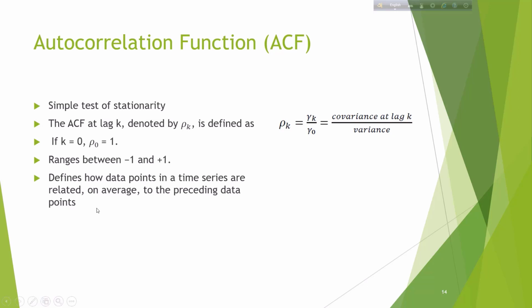The autocorrelation function defines how the data points in a time series are related, on average, to the preceding data points. The autocorrelation function, ACF, is used to determine the order of the moving average model, the MA(q) model, for building an ARIMA model.